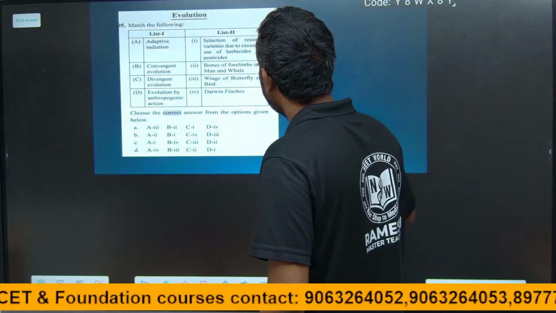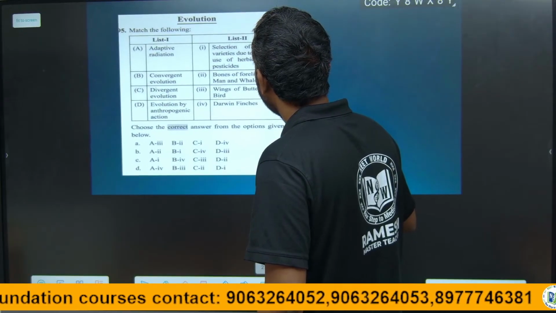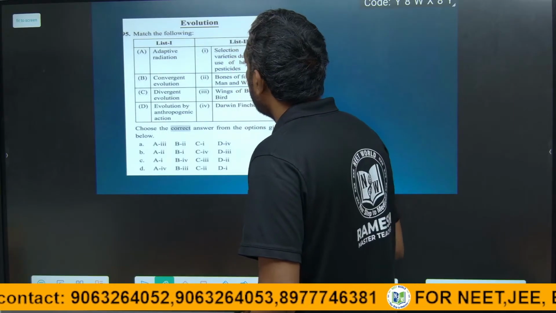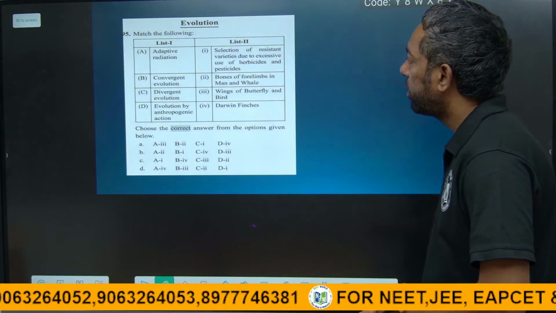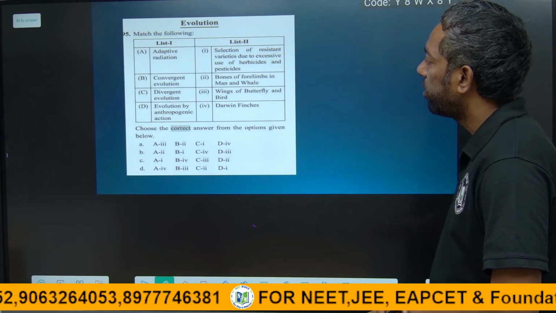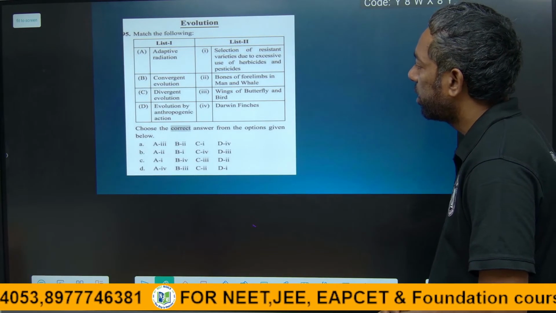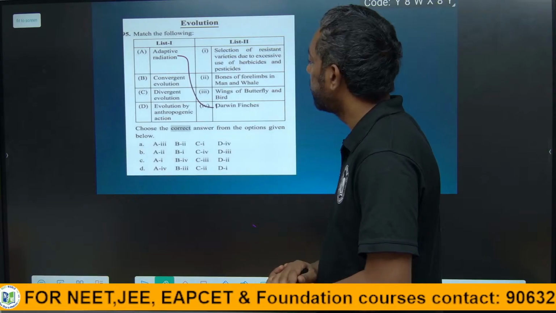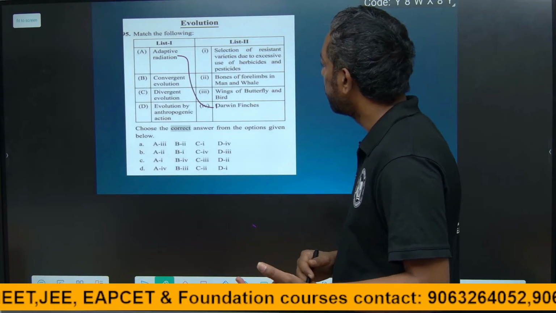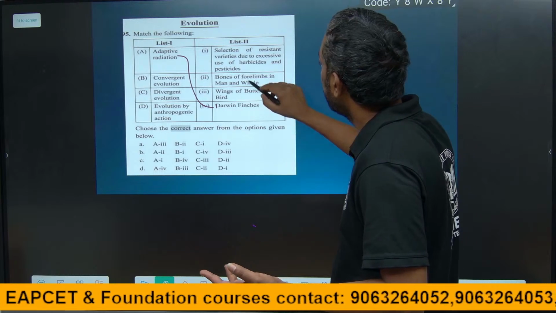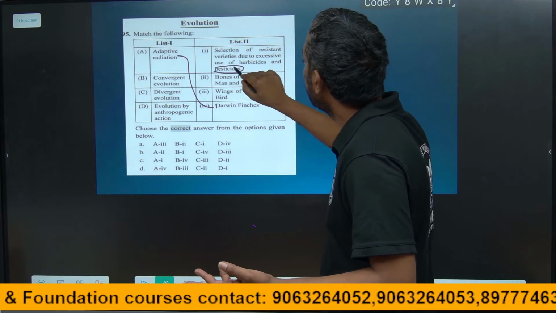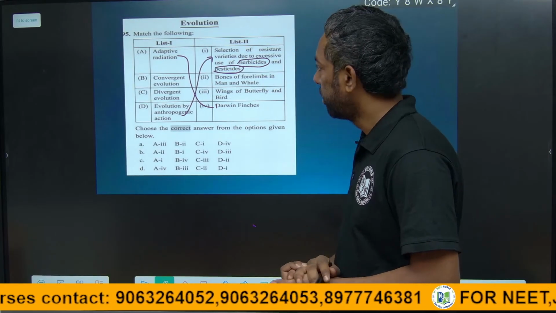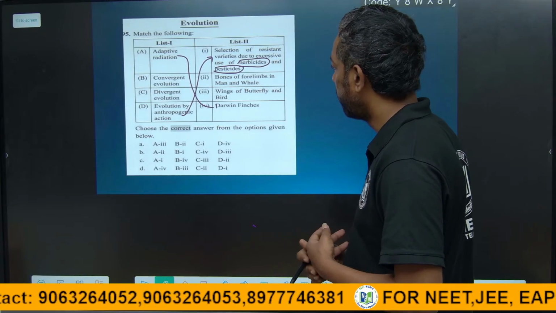Evolution. Match the following: adaptive radiation, convergent evolution, divergent evolution, and evolution by anthropogenic action. Adaptive radiation, obviously it is Darwin's finches. Anthropogenic actions: there are certain pesticides that humans can use, and humans can destroy. Then convergent evolution and divergent evolution.